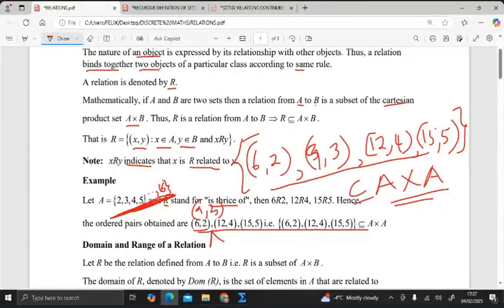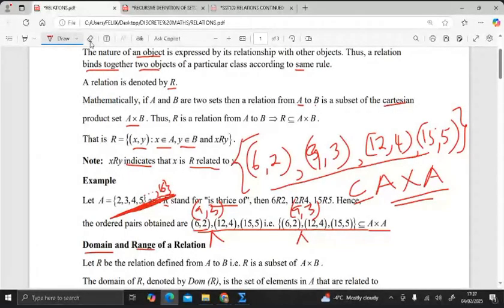This one is 9 is thrice 3. So we have again here 9 is thrice 3. And we see here the brackets we use are the ones that represent an ordered pair. So we have (6, 2), (9, 3), (12, 4), (15, 5). This makes up a subset of the Cartesian product of A and A. The Cartesian product of A and itself consists of many other pairs apart from these 4. And that is why we consider this to be a subset of that Cartesian product.